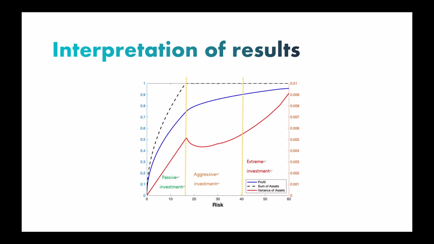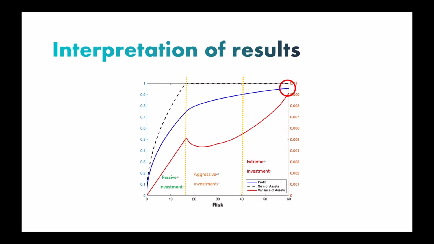The x-axis of the graph is the risk value, the y-axis on the left is the profit, and the y-axis on the right is the variance of assets. And I'll explain why we added the variance of assets, by explaining this red point.